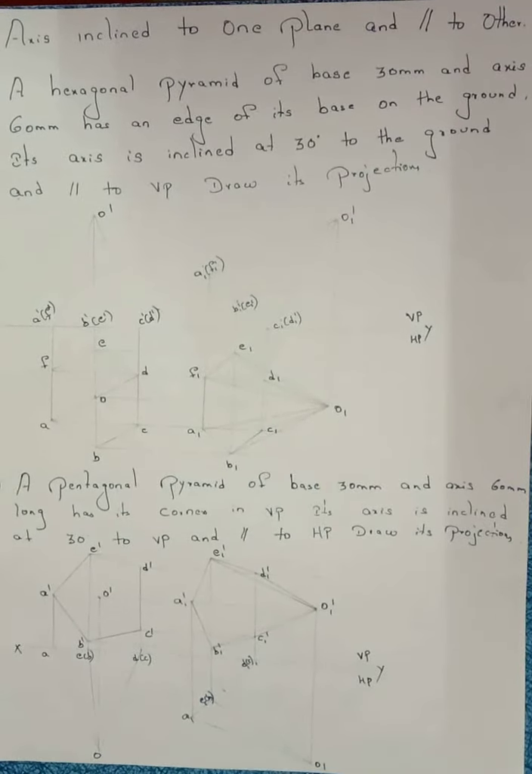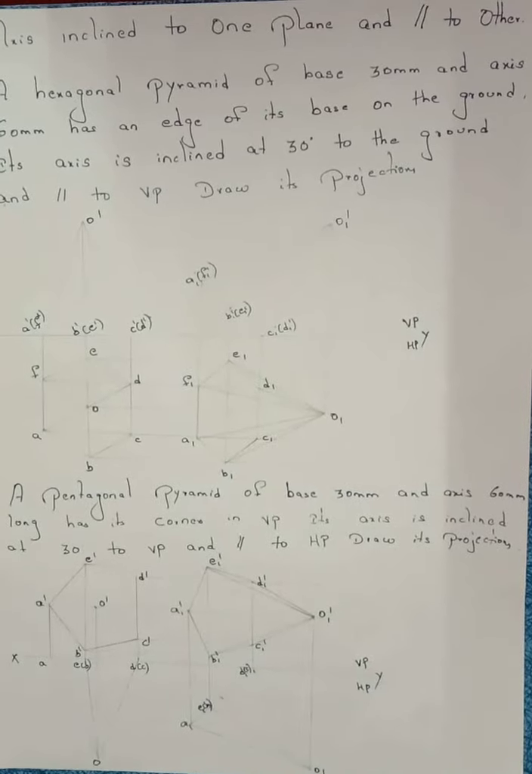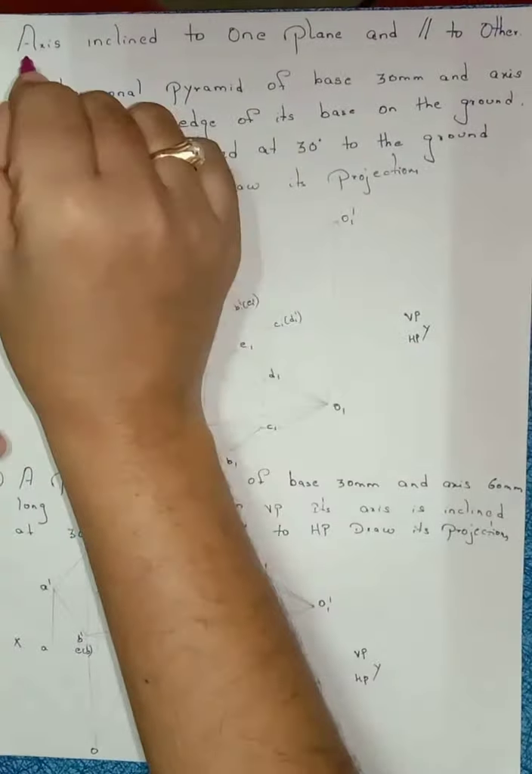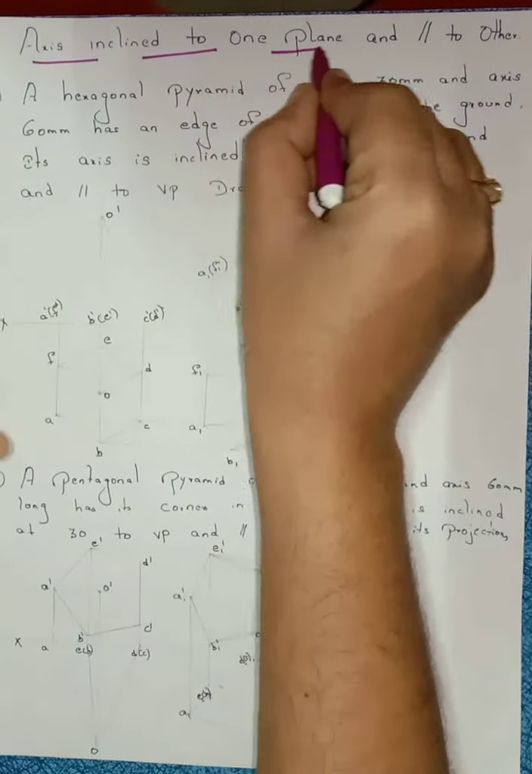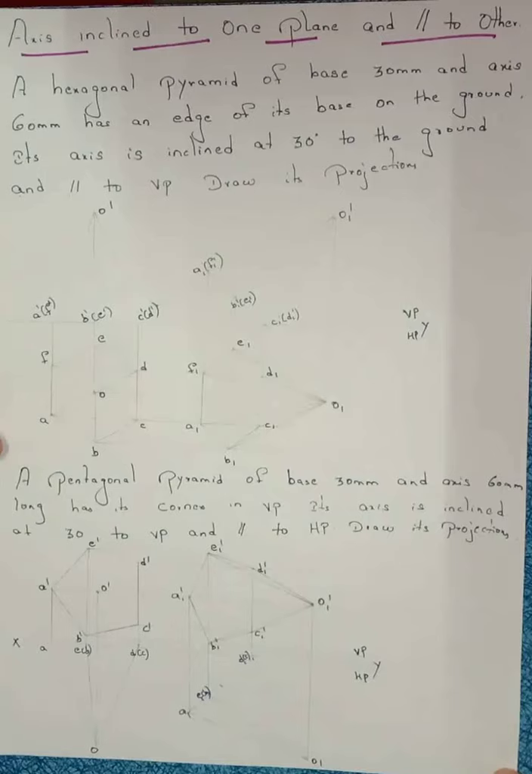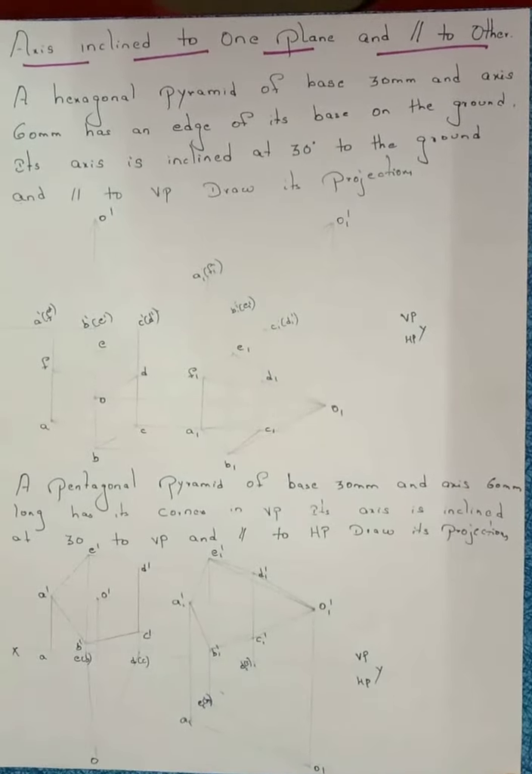So in all the previous classes we completed axis inclined to both the planes, right? Now we are going to see axis inclined to one plane and parallel to the other. We discussed this topic in prisms. The process and method are the same, but here it is pyramids, right?